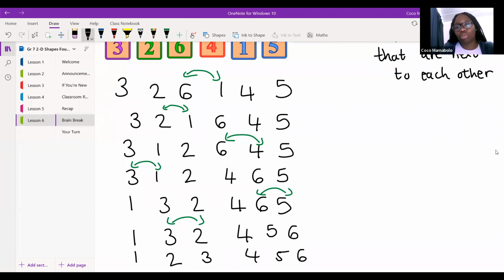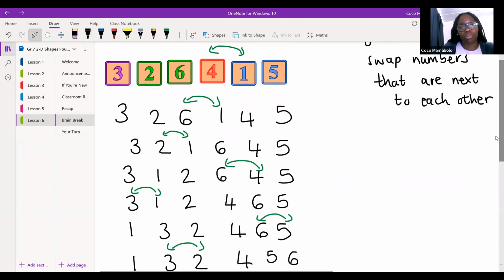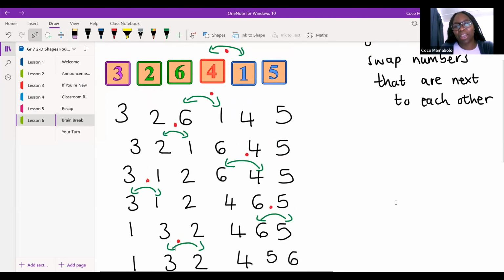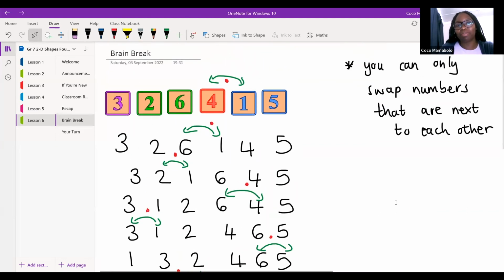Okay, let's count your moves. 1, 2, 3, 4, 5, 6, 7. You guys already know what I'm gonna say, hey? You've done 7 swaps.